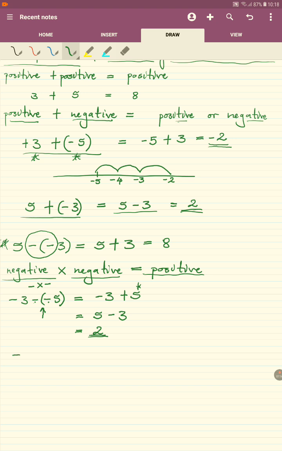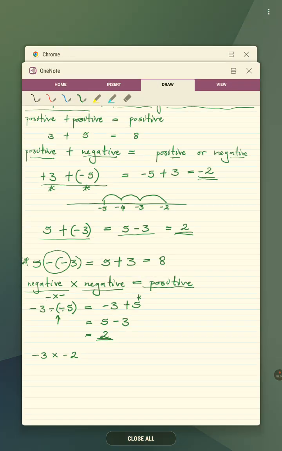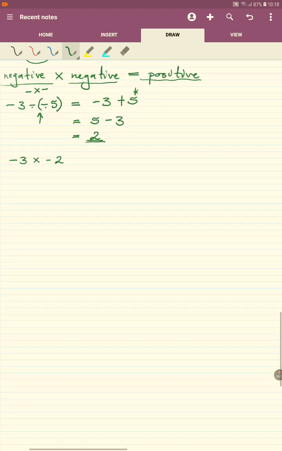I'm going to use another example, minus 3 times minus 2. So when a negative number is being multiplied by another negative number, your answer will always be positive. So negative times negative is the same as 3 times 2, because your answer is going to change to positive. So 3 times 2, that's 6, and it's going to be a positive 6.